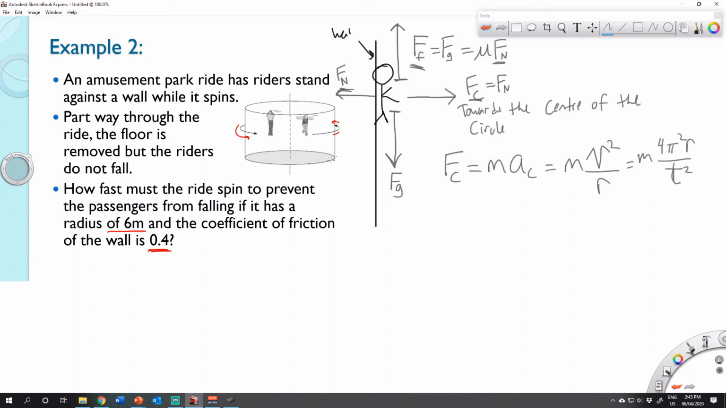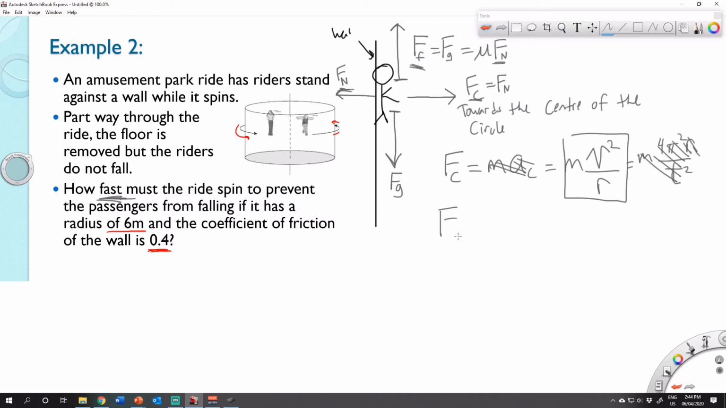All right, we don't know my centripetal acceleration, so I probably can't use this formula. And I don't know enough information about its motion, so I can't use this one because I don't know enough about time. And the question is not even asking me for time anyways, it's asking me for how fast must the rider spin. So I'm going to use this formula to help me solve it.